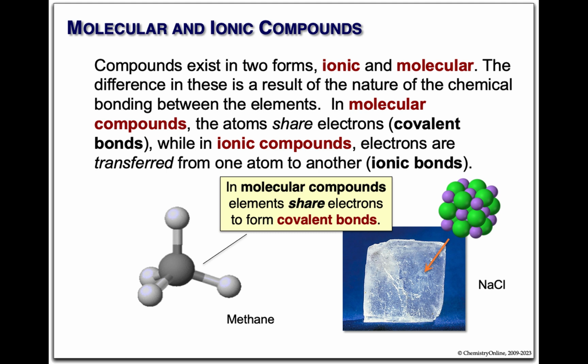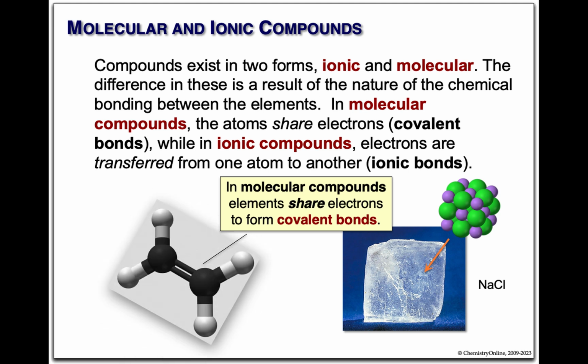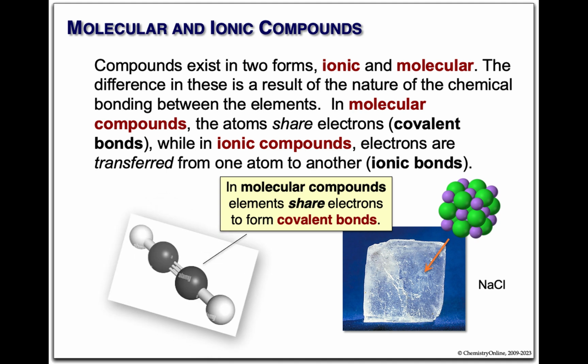These bonds represent shared pairs of electrons. The other type of compound is ionic. We'll talk about that in a second. The covalent bonds that we make here, that's the word for the shared electrons, can be single. You can actually make double bonds where we share 4 electrons, or triple bonds where we share 6.